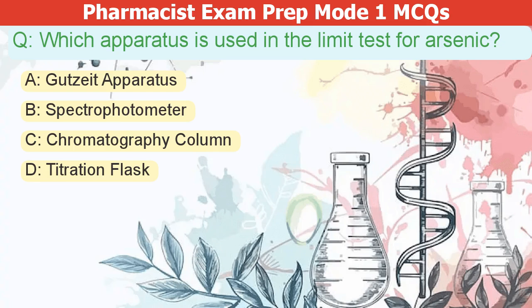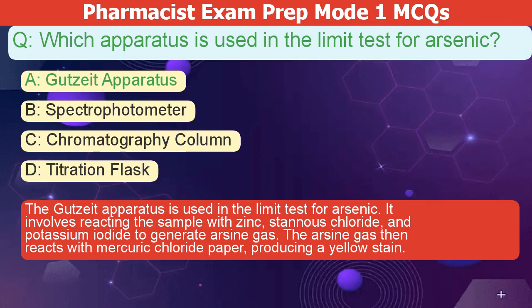Which apparatus is used in the limit test for arsenic? A. Good-seat apparatus. B. Spectrophotometer. C. Chromatography column. D. Titration flask. The correct answer is A. The Good-seat apparatus is used in the limit test for arsenic. It involves reacting the sample with zinc, stannous chloride, and potassium iodide to generate arsine gas. The arsine gas then reacts with mercuric chloride paper, producing a yellow stain.